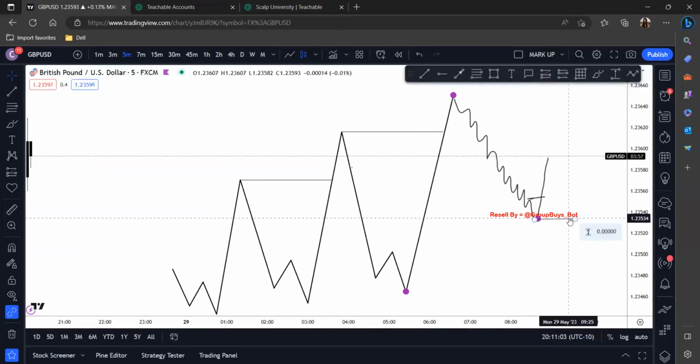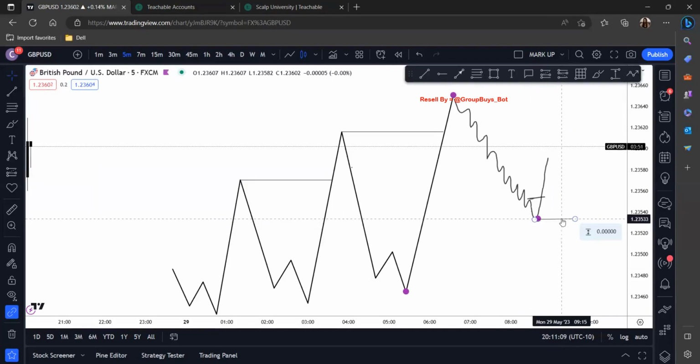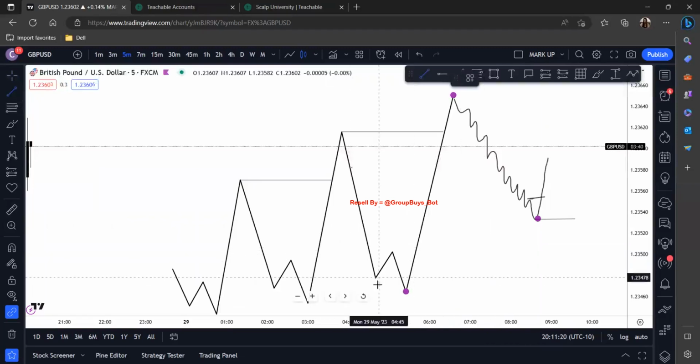Okay, it's a failure swing. Failure swing low, failure swing high. And then that will be used as liquidity, because it's not true. It's not going to hold. The only thing that makes a strong high and a strong low is this needs to happen.